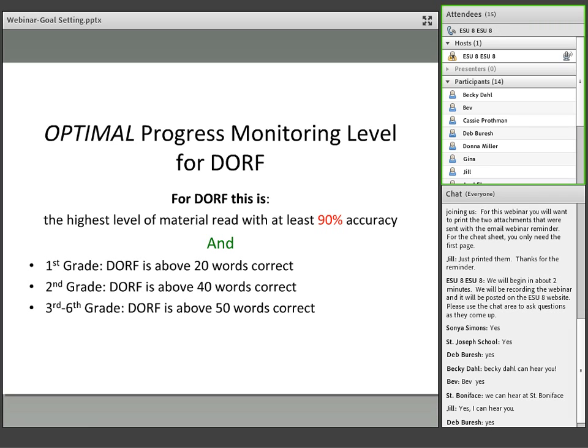For second grade, it's above 40 words correct with 90% accuracy. And for third through sixth grade students, it's above 50 words correct with 90% accuracy. And Kathy put that information on your cheat sheet for you, so you don't have to frantically write it down and refer to it later. It's right there for you. Right, and we will be using that information later. So if you do have that first page of the DIBELS Next Goal Setting cheat sheet, those standards are on there, those optimal progress monitoring level standards.